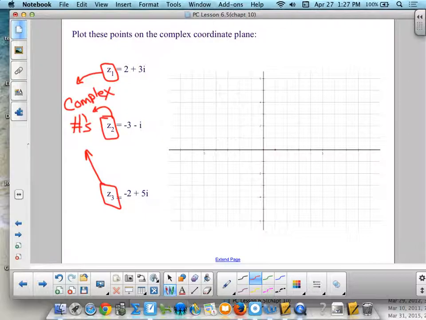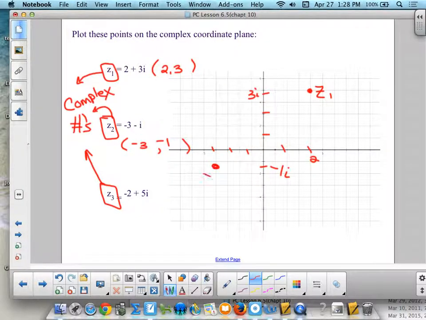Okay, 2 plus 3i. How do you graph it? Yeah, just basically give me the real axis, 1, 2, and up 1, 2, 3, 3i. So it's right here. Z1, right there. Z2, where? -3, -1. 1, 2, 3, -1i. Right about here, Z2. Whoops, that looks like ZZ. Z2.